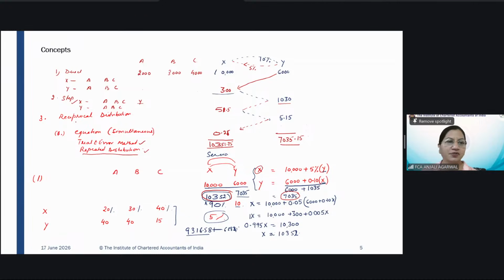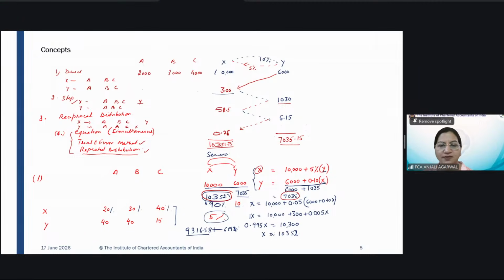In repeated distribution, what will happen? The benefit of X will go to A, B, C, Y, and the benefit of Y will go to A, B, C, and X. So both are giving benefit to each other. This you can solve either using simultaneous equation, trial and error, or repeated distribution. Right? So I hope this is clear.